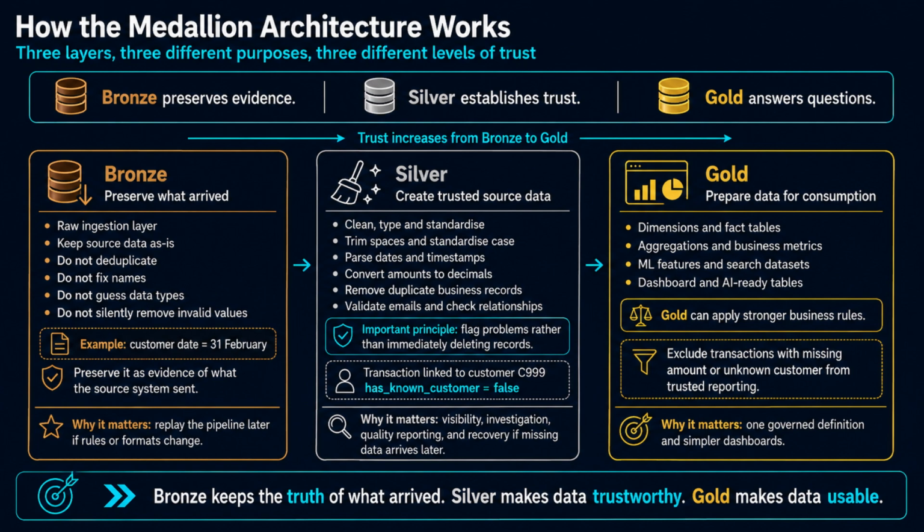Maybe our date parsing logic changes. Maybe a business rule was wrong. Maybe a source system begins sending a new format. If bronze still contains the original data, we can replay the pipeline without asking the source to send the information again. Silver: create trusted source data.